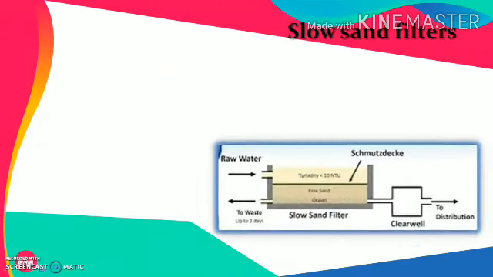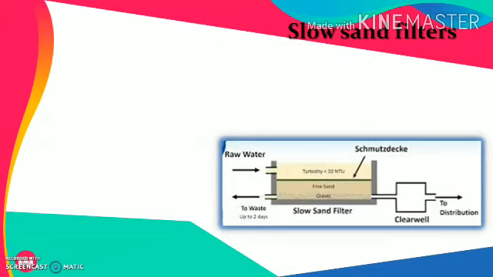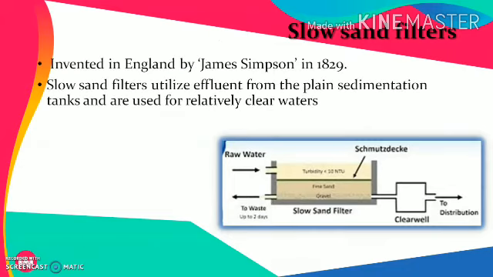So we'll start the discussion with slow sand filters. This is a cross section of a slow sand filter. It was invented in England by James Simpson in 1829. Slow sand filters generally utilize the effluent from plain sedimentation tanks and are used for relatively clean waters. Please remember one thing, that slow sand filters generally utilize the effluent from plain sedimentation.